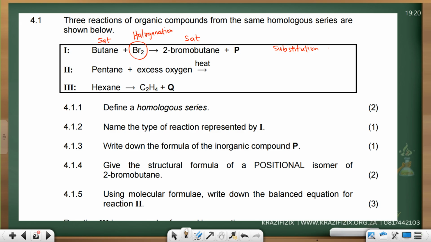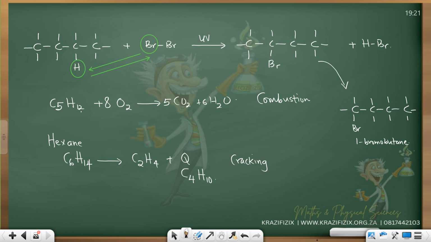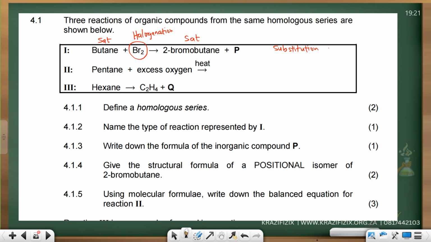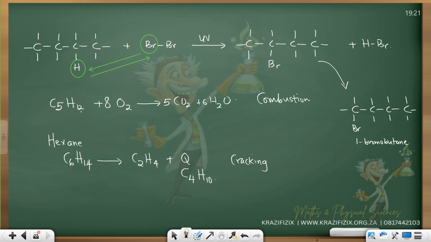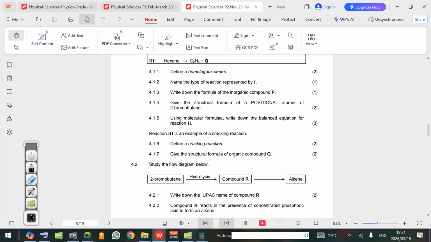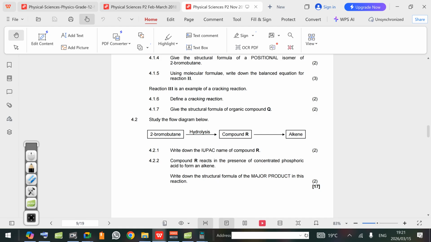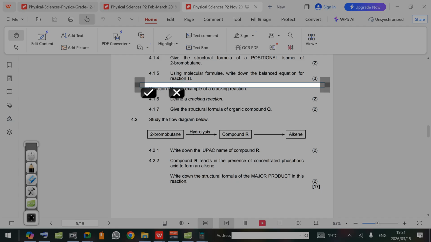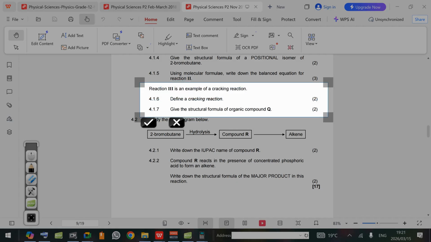Now I'm answering the questions. Use molecular formula. Write down the balanced equation for reaction 2. We see reaction 2. We answered already. C5H12 plus 8O2. You get your marks there as well. All right. Guys, can you see that it was just a walk in a park? But I need to do one with the flow diagram. Please just bear with me. Oh, we have something similar. All right. Reaction 3 is cracking.